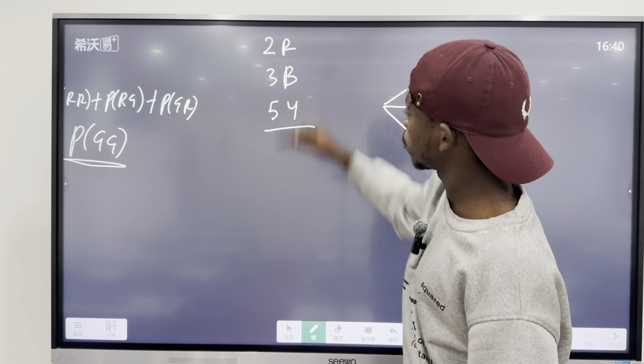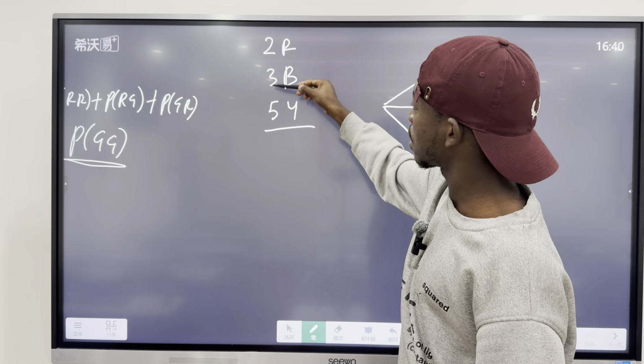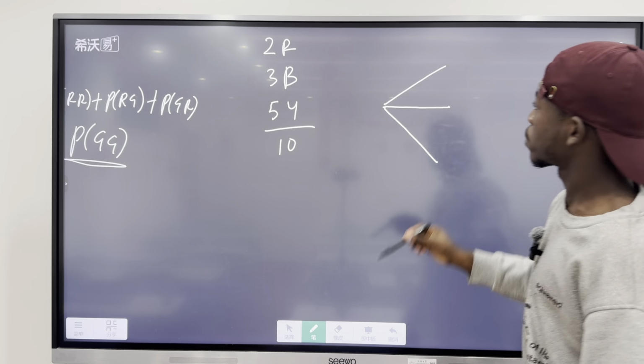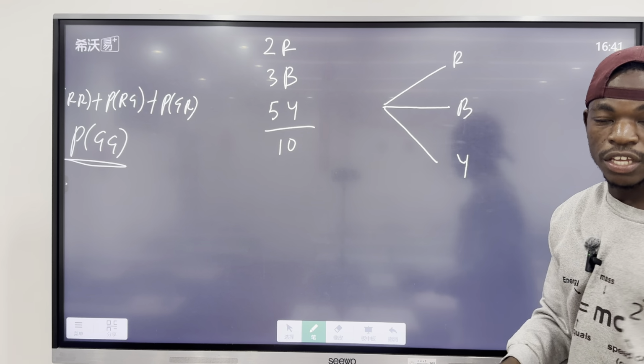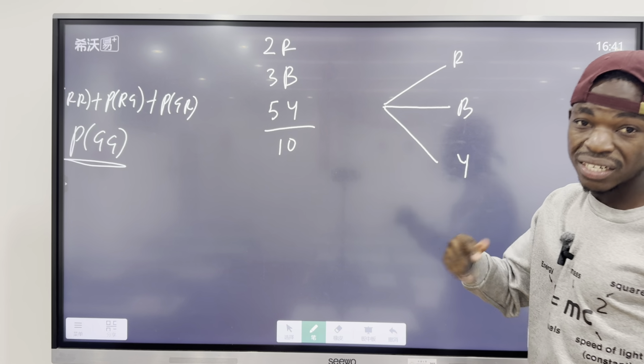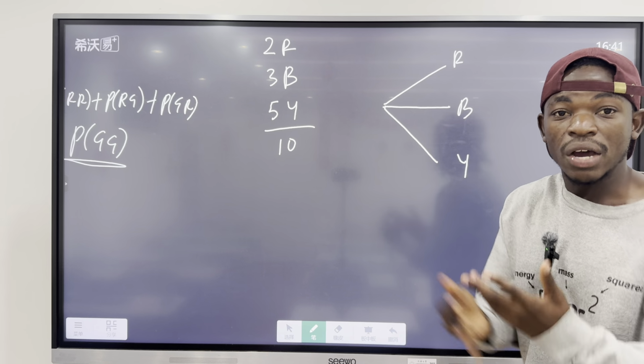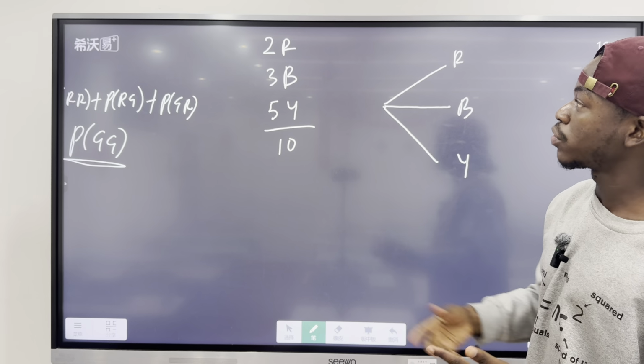Total, you can see the total here is, you add this plus that, it's 10. So it's like you have red, blue, yellow. Then you start filling in the probabilities. You can actually fill in the probabilities if it is without replacement, okay? Usually they will tell you without replacement.